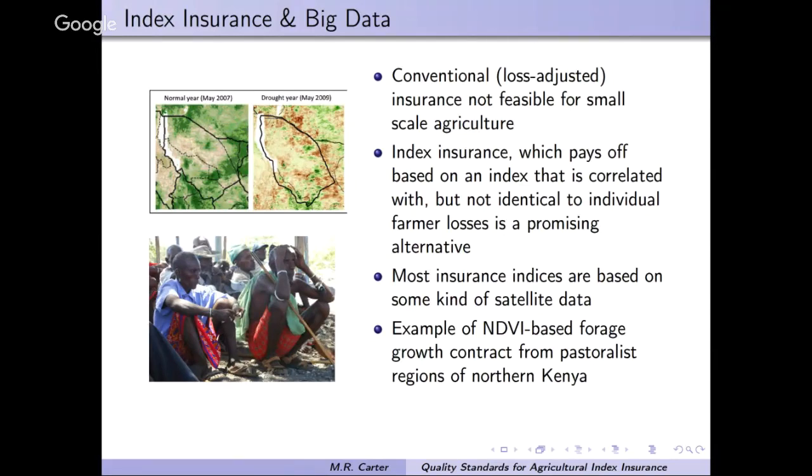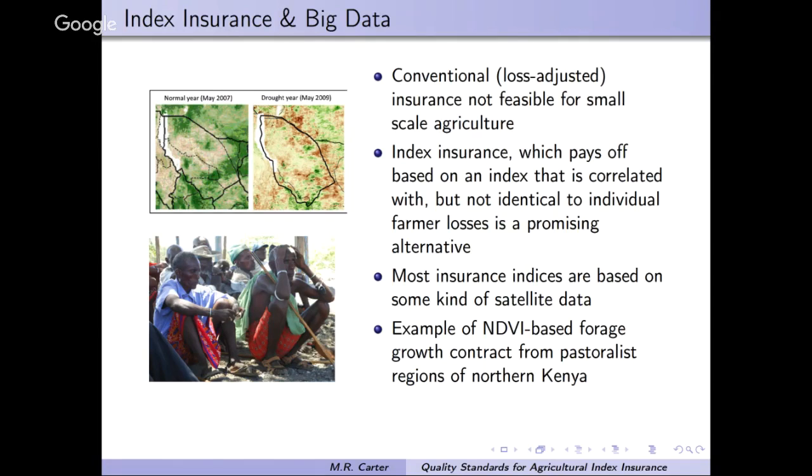On the left side of my screen, I'm showing some NDVI maps from an area in northern Kenya where we launched a project a few years ago with the ILRI, International Livestock Research Institute. This is a forage-based contract, using NDVI signals, which is what's being shown on those two maps on the left side. We were able to show that there's a strong correlation between farmer losses and the behavior of the NDVI measure. So when the NDVI measure falls below some level, then payments are issued.